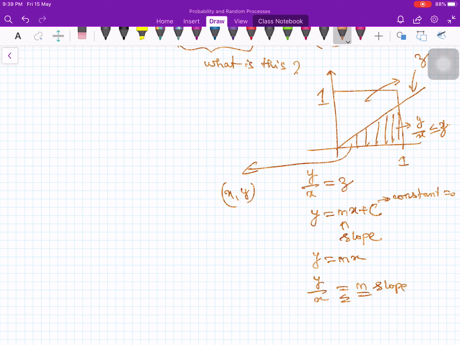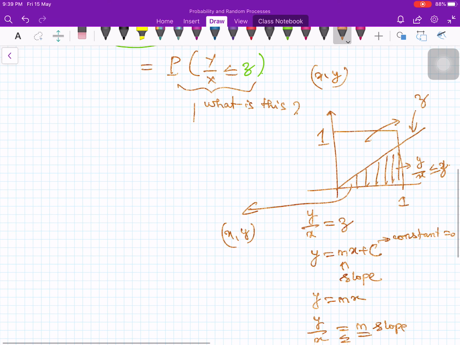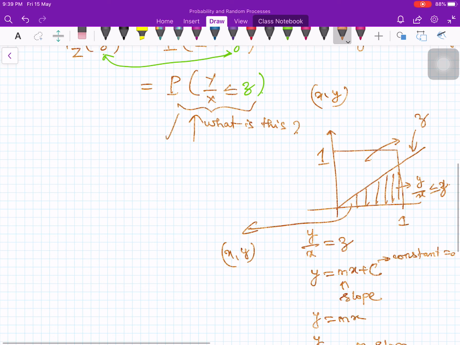So we are talking about the probability of this particular event. This area is given by this event. So this indicates the area of this triangle shown in the figure. So how do you find the area of this triangle?